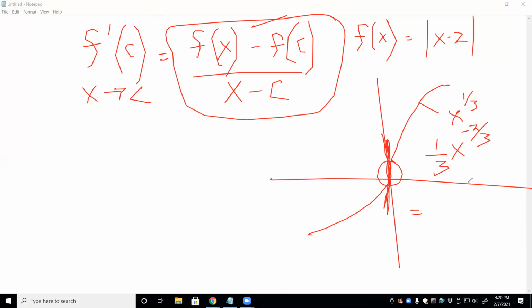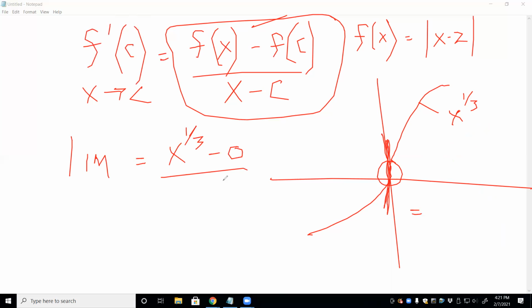Okay, so let's go back and use this proper definition here. There's the graph, and there's the function. So how would we take the derivative? We haven't been taught the power rule, so we can't use the power rule. So what it is the limit of f of x, which is x to the 1/3, minus f of c, well, f of c is 0, all over x, since c is 0, and we're taking this limit as x goes to 0.